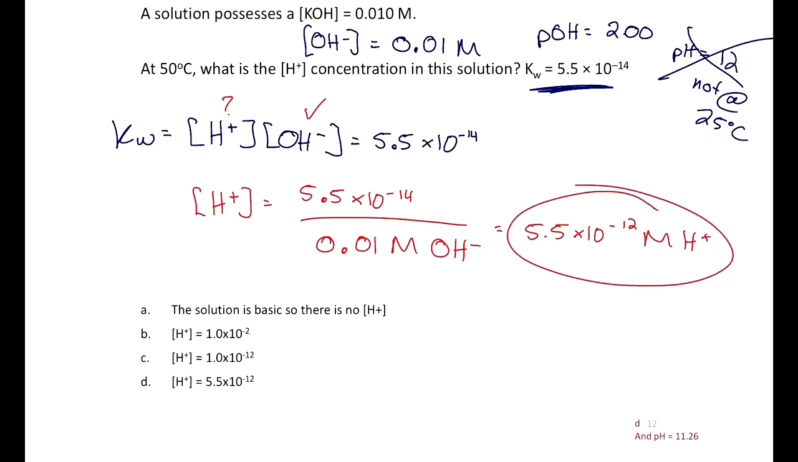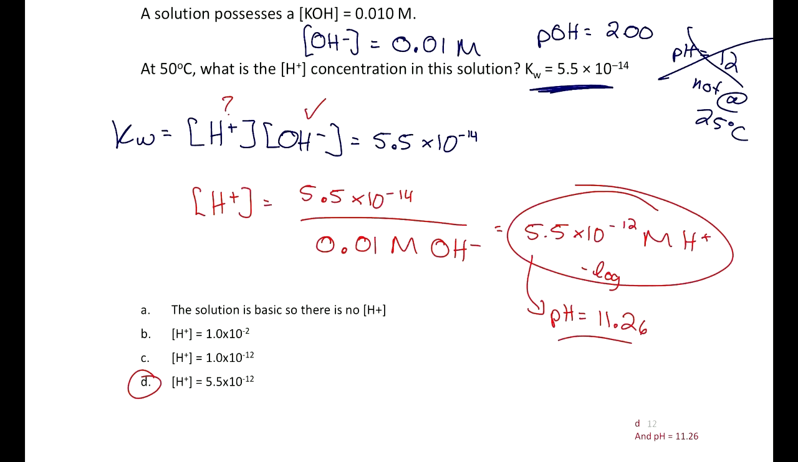All right? So we cannot say that this is a pH of 12. It is not exactly 1.0 times 10 to the negative 12 H+ concentration. So our answer is D. And for fun, if we take the pH, the negative log of this number, we do get a pH of, no, not 12, 11.26 instead, right? Because we are at a different temperature that has a different KW value.